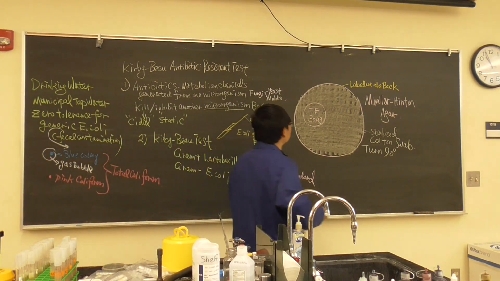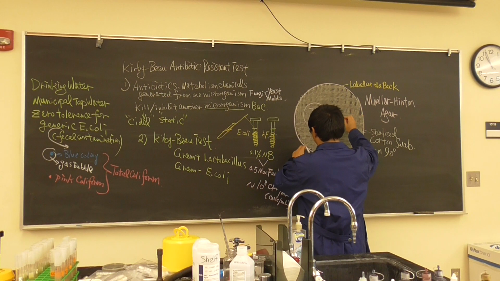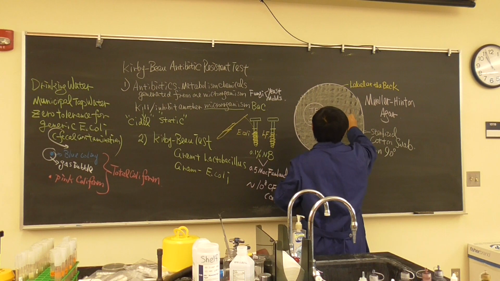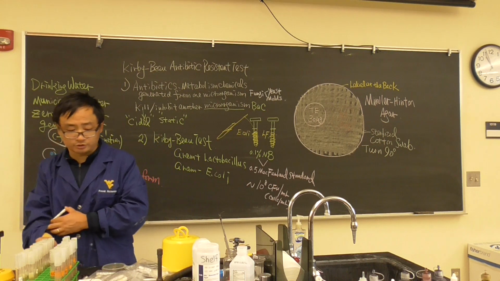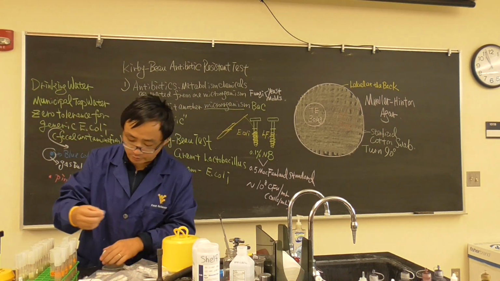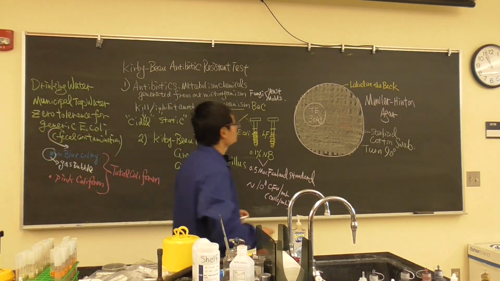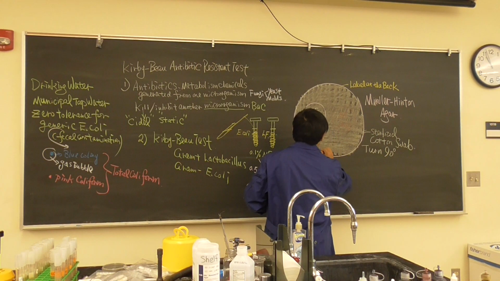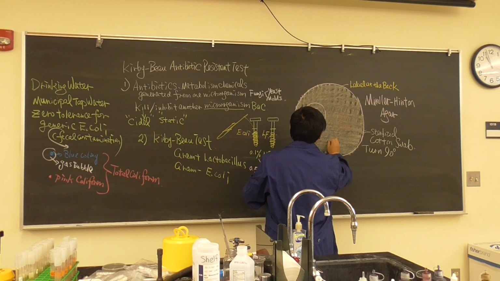Second one, nalidixic acid. For nalidixic acid's acronym, I will just say Na. The concentration here is also 30 microgram. Now remember, antibiotic concentrations are in micrograms because the smaller the better. Another one we're going to use is kanamycin. Kanamycin, the acronym you can write is Ka. That's also 30 microgram.